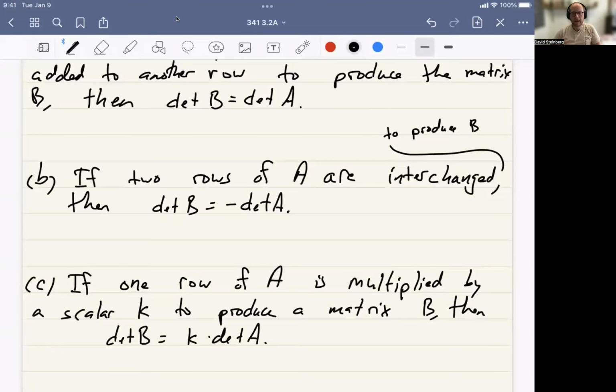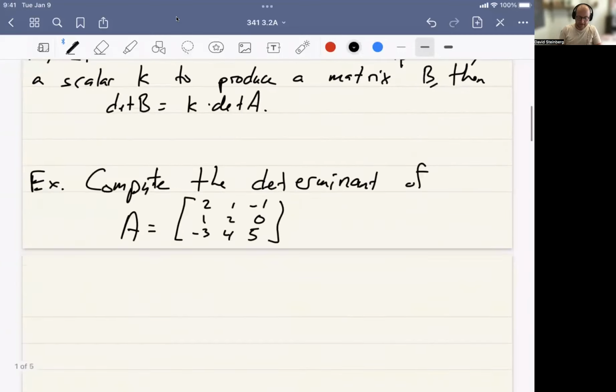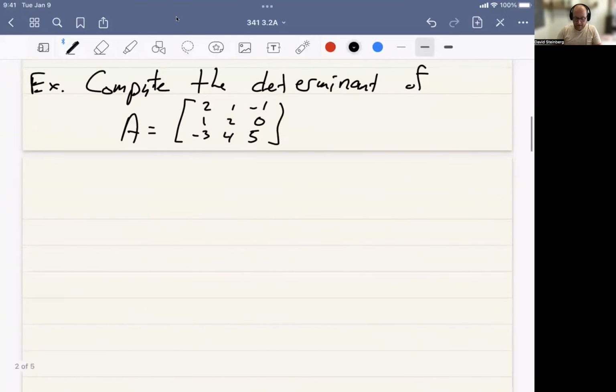Okay, so now we know how our elementary row operations affect the determinant. This makes computing determinants much easier, actually. Let's do an example here. Here we've got A, a matrix, and we're going to compute its determinant. So the determinant of A. And we use these vertical bars for determinant again, just for ease of writing.